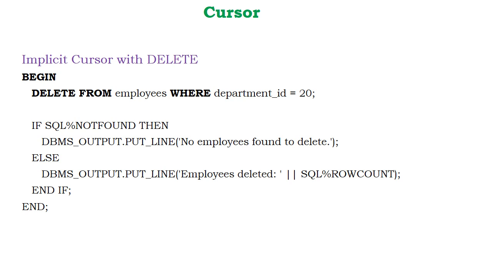Next, implicit cursor with delete. Write the statement: delete from employee where department ID equals 20. And next, the condition is verified. If SQL not found, the first statement will execute: no employee found to delete. Or the else statement will execute: employee deleted and the row count is updated.